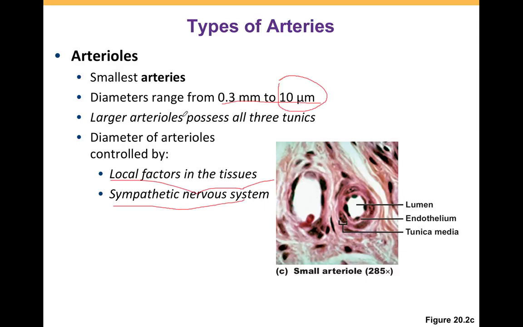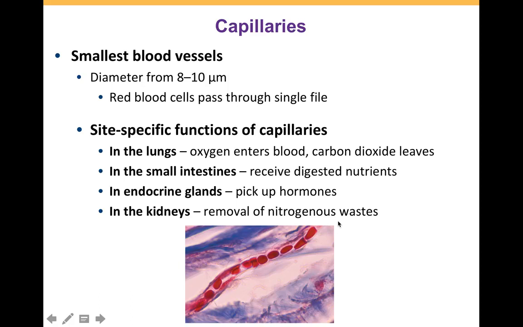Now, similar to what we discussed, they will contain all three layers or tunics, but the muscular layer would be a more pronounced layer for the tissue, as you're observing right here. So we went through elastic arteries, distributing or muscular arteries, and then arterioles. Now, arterioles eventually work their way to really, really small blood vessels called capillaries.